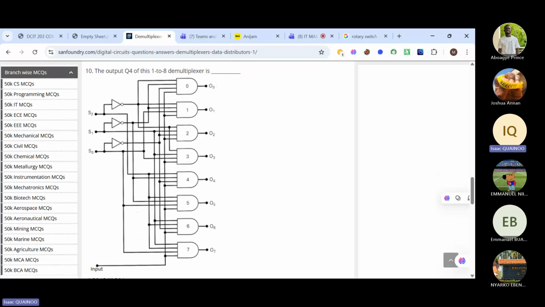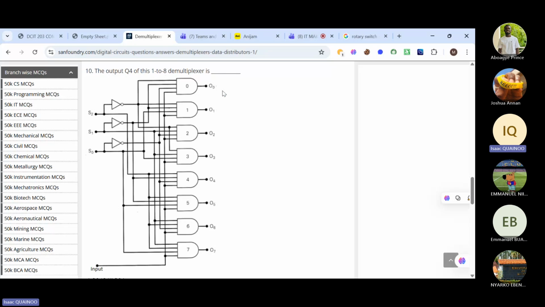Please, does anyone know why? Realize that when we're talking about a multiplexer, when you draw the circuit, you join or connect everything together using an OR gate. But here, you realize that the AND gates were not connected together with an OR gate or any other gate. Please, does anyone know why?